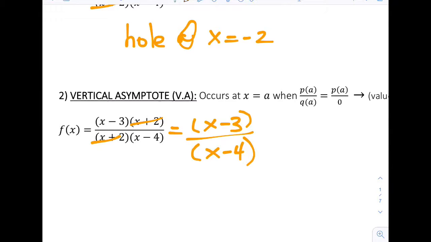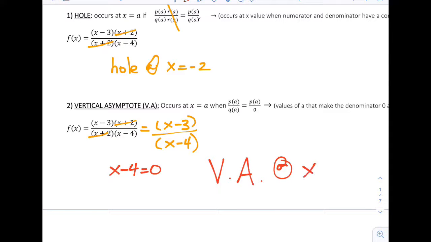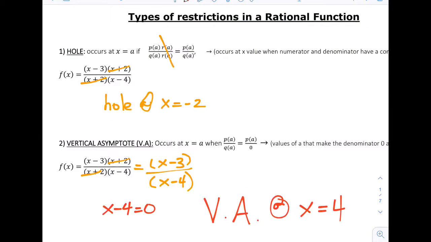Is there any x values that make this undefined? Yes, that will happen when x is equal to 4 because that will make the bottom equal to 0. So you can even write out and say, well, x minus 4 is equal to 0, solve that through, and you find out that we have a VA, vertical asymptote, at x is equal to 4. So that graph is going to have a hole in the graph at -2, and it's going to have a vertical asymptote at 4.